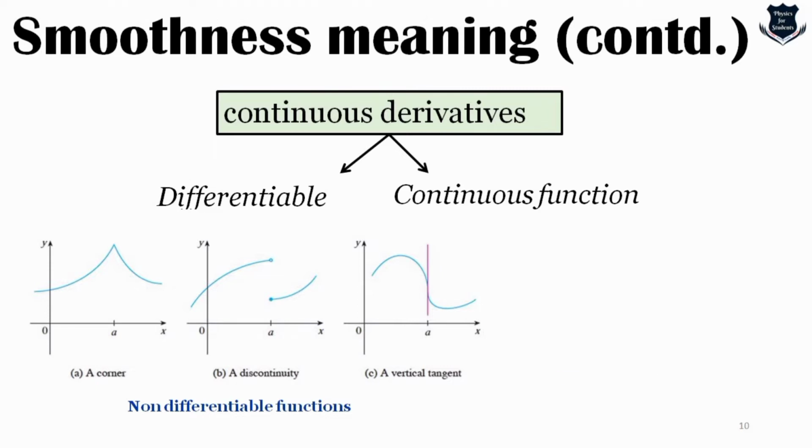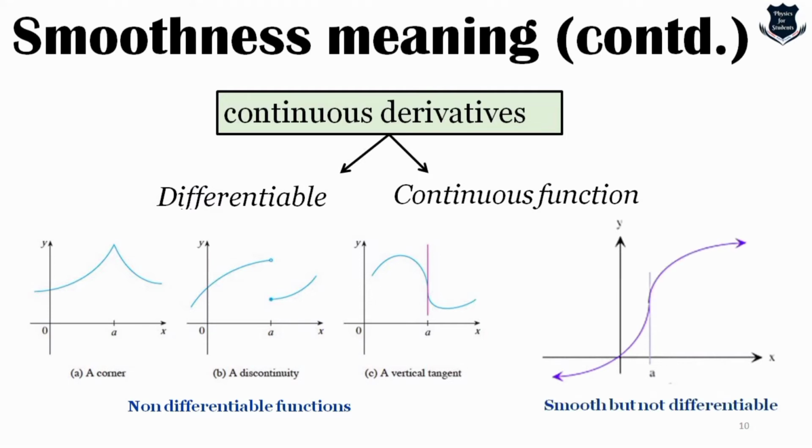Now, in this case, you can see that this function is smooth, but not differentiable. Why? Because it has got a vertical tangent. So I hope this concept is clear. The continuous derivative is something which has got two features. It should be differentiable and it should have a continuous function. If it is non-continuous, as I just showed you, these are non-differentiable functions. It should not be considered as a continuous function.